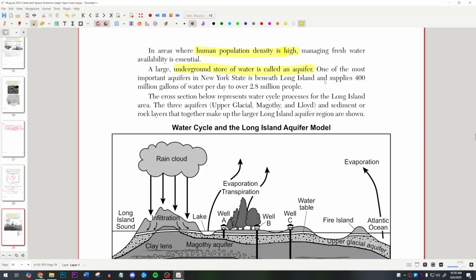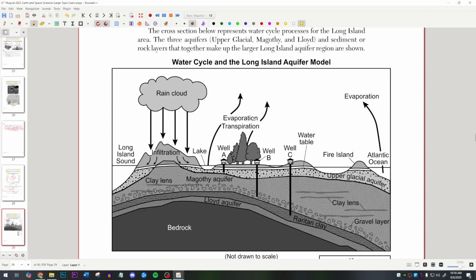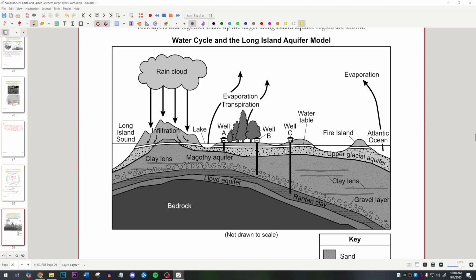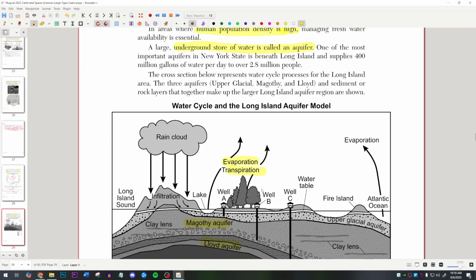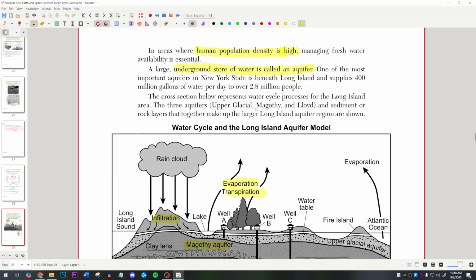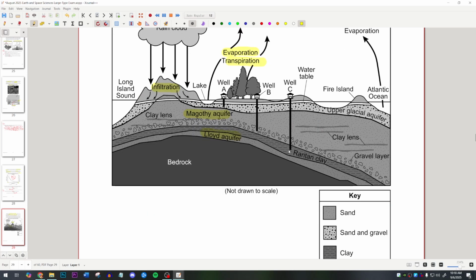One of the most important ones on Long Island supplies 400 million gallons of water per day to over 2.8 million people. Okay, is this the water cycle on Long Island aquifer model? I'm just looking down here. Okay, there's this one and this one. The cross-section represents the water cycle processes. So we've got the water cycle: evaporation, transpiration, infiltration, and sediment and rock layers that together make up a larger Long Island aquifer region are shown.